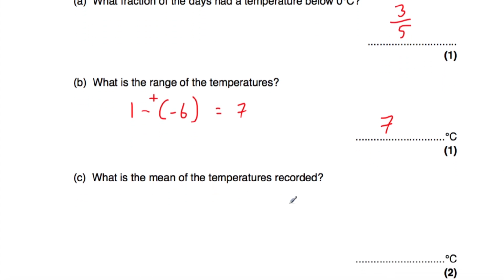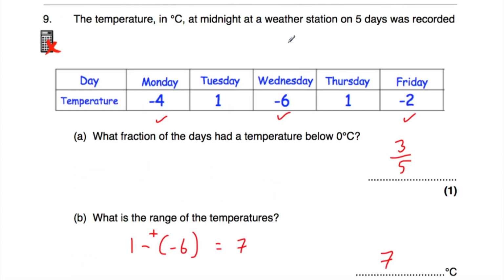So to find the mean, we would add up all the values and divide by the number of values. Now, because it's 5 days, we're going to divide by 5, so we need to add up all the values and divide by 5. So let's do that. We'll just do our working out up here.